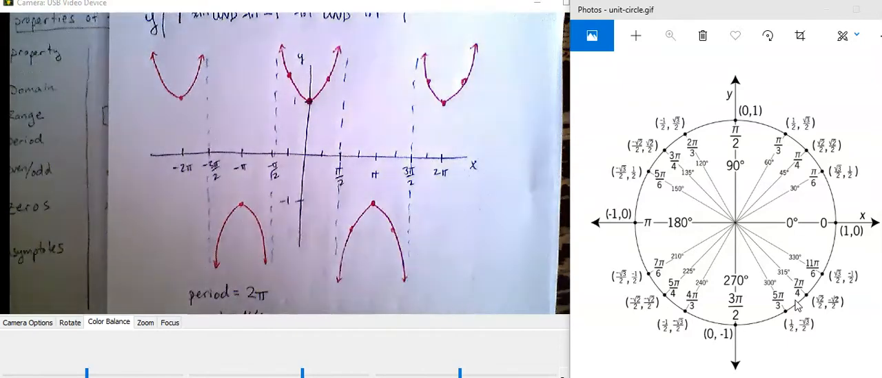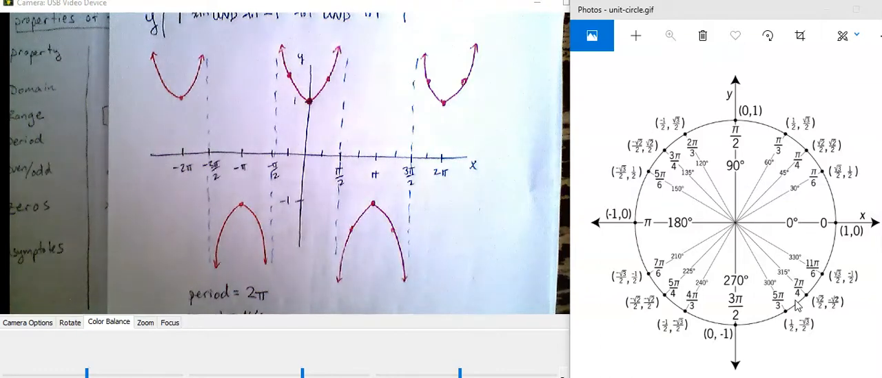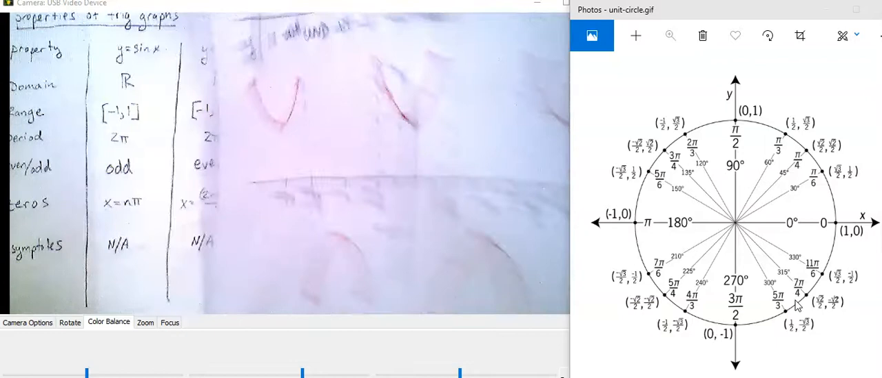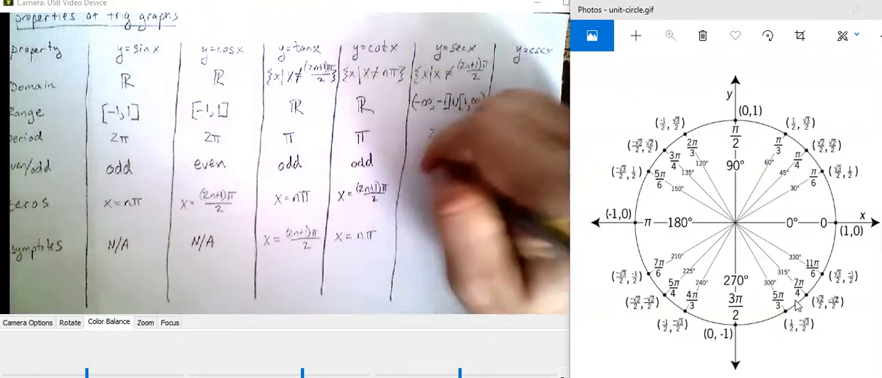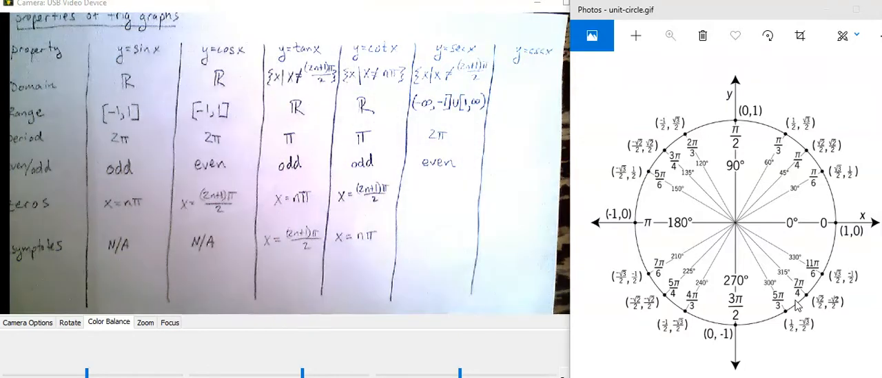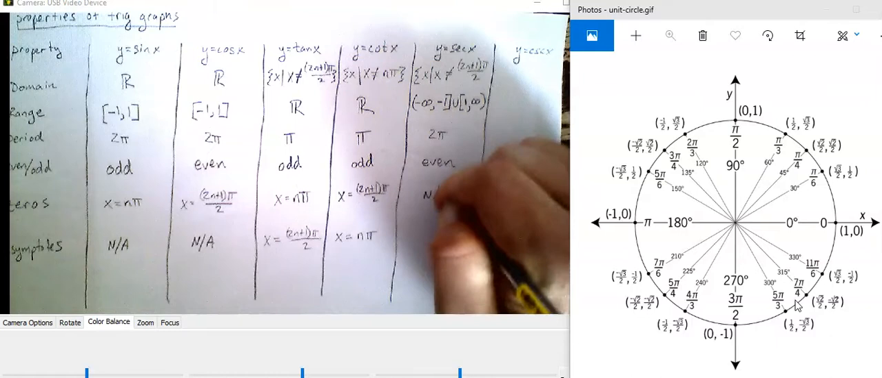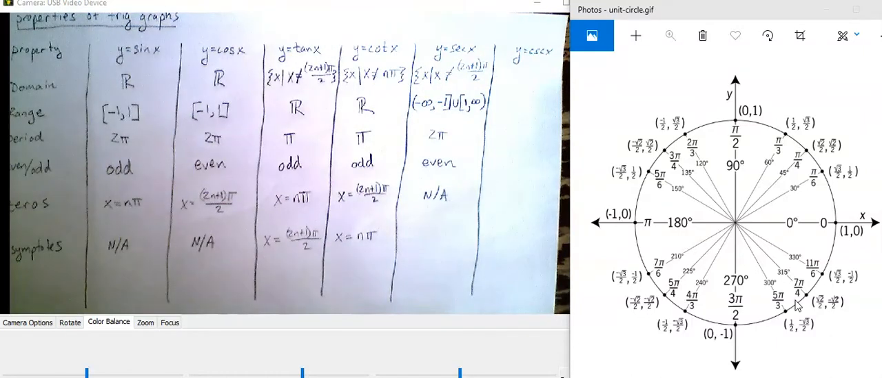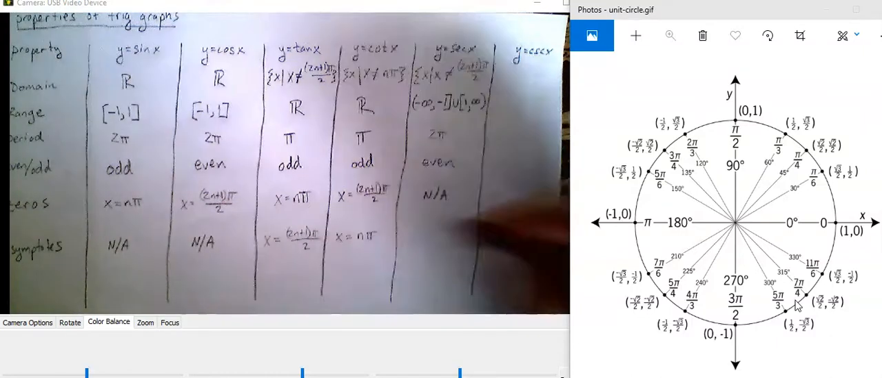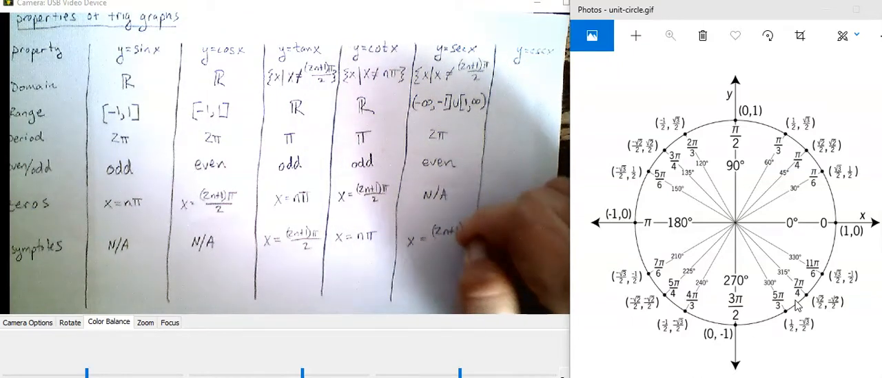Now let's think odd or even. If I take this and fold it across the y-axis, do you get a perfect match? We do. Therefore, it is an even function. The zeros happened nowhere, not applicable. And the asymptotes occurred at odd multiples of pi over 2.